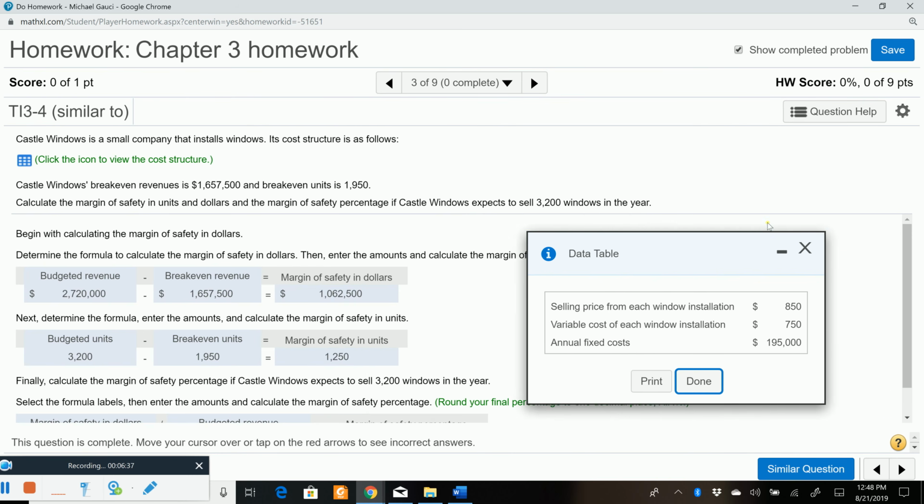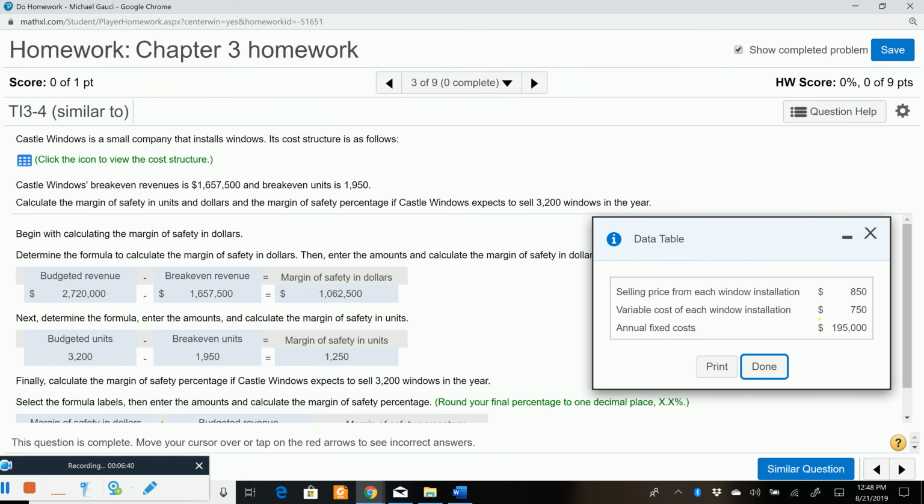All right, so the information given to us, I'll put it out here on the right. We know that our selling price for each installation is $850. Our variable cost is $750. That would give you a contribution margin per install of $100, $850 minus the $750. And our annual fixed costs are $195,000. And so our break-even point, we know, in revenues is $1,657,500. Our break-even units is 1,950.